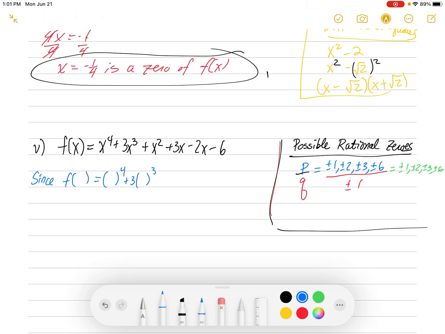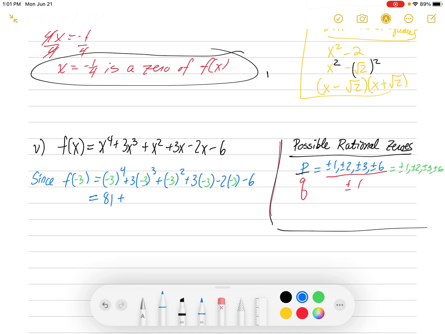Since f of blank equals blank to the 4th plus 3 times blank cubed plus blank squared plus 3 times blank minus 2 times blank minus 6. So I'm going to plug in a -3 here. That's the one that should work out. I already went through this myself.